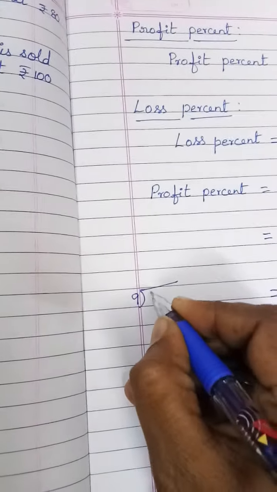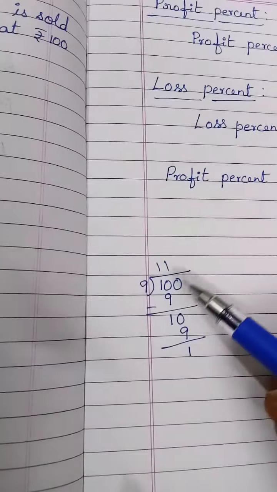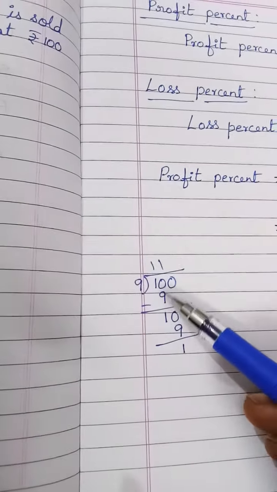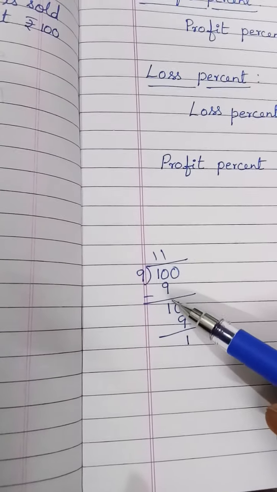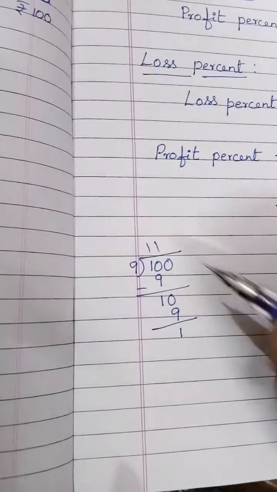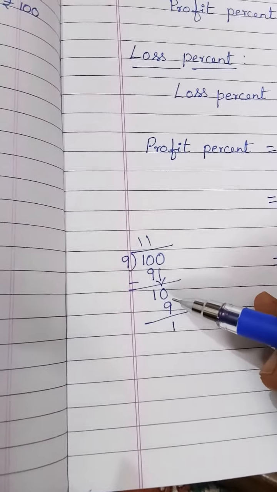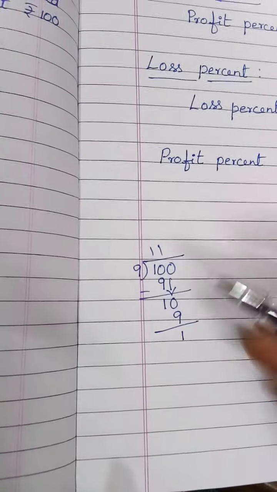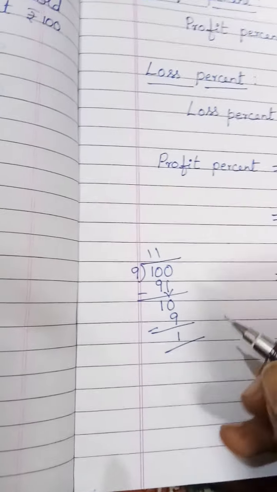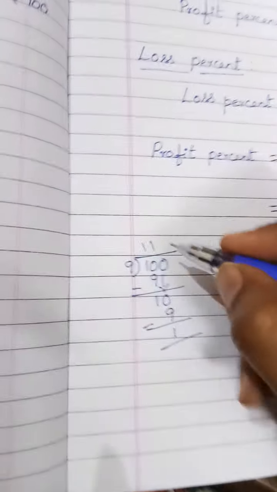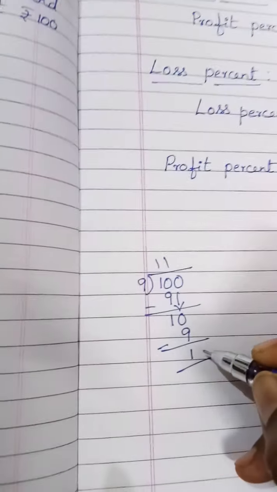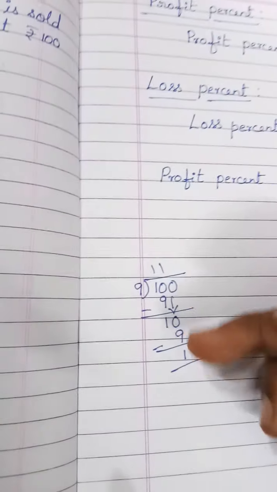What is the division? See how to do that. Look at this, children. 9 ones are 9 and 10 minus 9 is 1. So take the next digit, that is 0, and it will be 10 again. 9 ones are 9. So the remaining is 1 here. So the answer will be repeating. If you take the decimal point also, again you will get 0, the same number will be repeating.